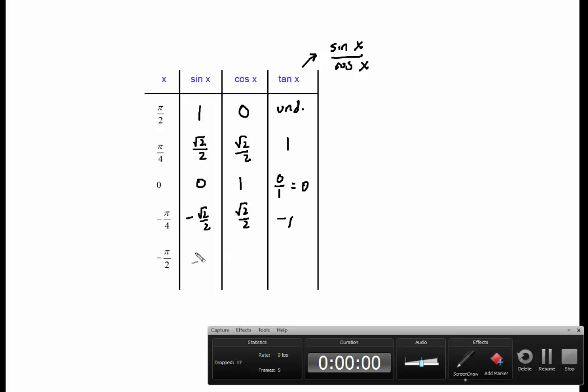And at negative pi over 2, the sine, if you go in the negative direction, if you remember on the unit circle, would be negative 1. Cosine is 0, so tangent is undefined here. So notice at pi over 2 and negative pi over 2, the tangent is undefined, and that's going to play big time in our graphing.